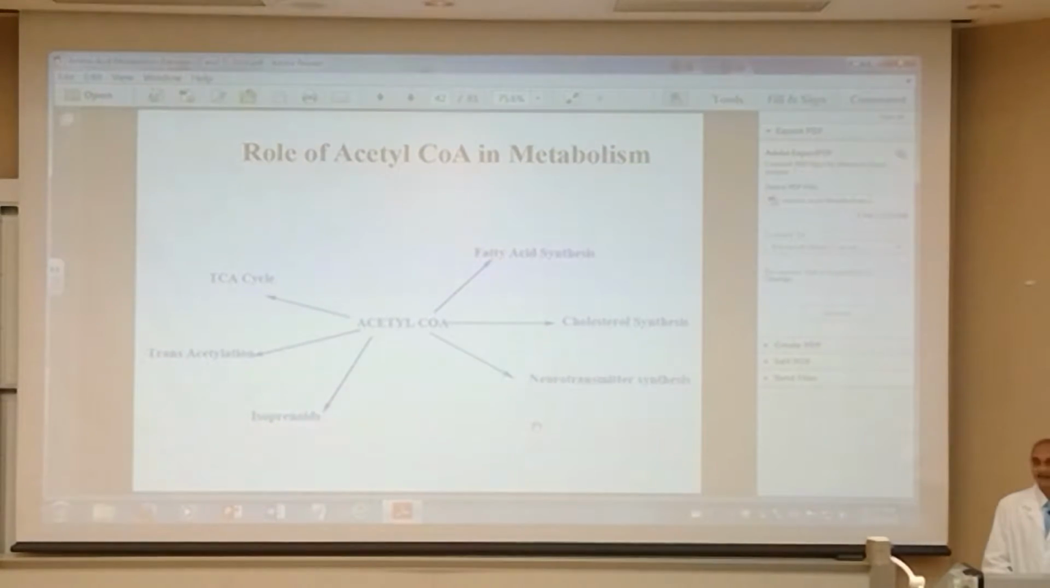Okay, isoprenoids. As part of the cholesterol synthesis, we looked at farnesyl and geranyl. Those are isoprene units that can be used for modifying oncogenic proteins, right? And then acetyl-CoA is also the sole precursor of the C2 unit that's required for fatty acid synthesis, cholesterol synthesis, and then also the neurotransmitter acetylcholine synthesis.